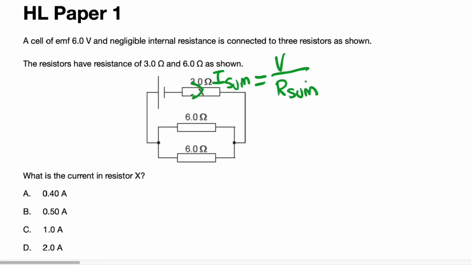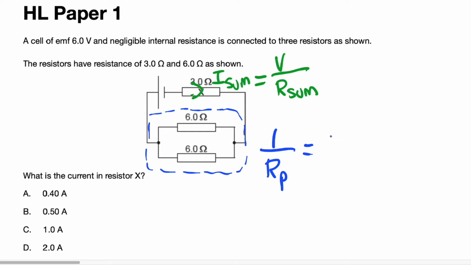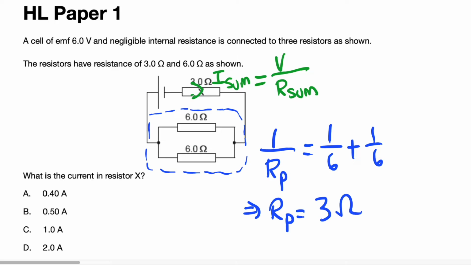So how do we do this? The first thing we see is that you have two resistors connected in parallel. So I'm going to solve for this resistance here, right? For resistors connected in parallel, I'm going to call this resistance in parallel, R sub P, which is equal to 1 over 6 plus 1 over 6. And this tells us the resistance in parallel is equal to 3 ohm. And now the circuit is simplified to this. So let me draw another diagram.